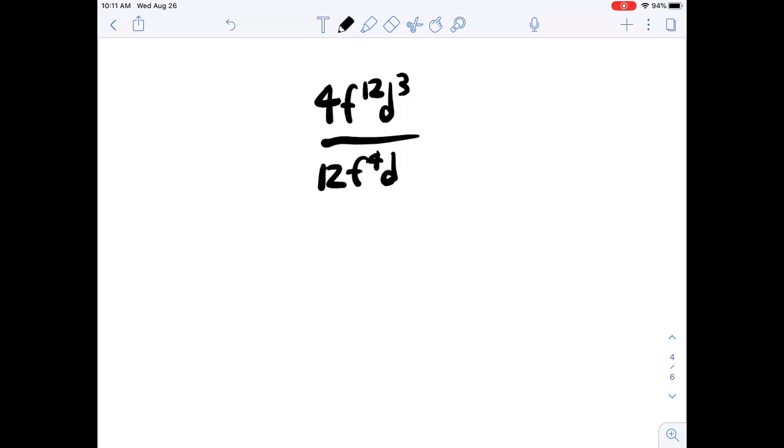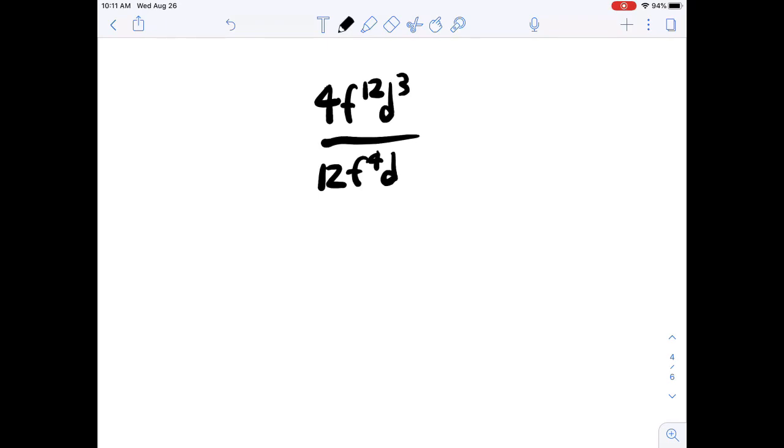I'm going to show you another example of dividing expressions, but this one will look slightly different than the last one. So 4 times f to the power of 12 times d to the power of 3 over 12 times f to the power of 4 times d. The first thing that's different is that there are two variables, f and d. Second thing that's different is that the denominator is bigger than the numerator, so we can't get a whole number from dividing 4 by 12.